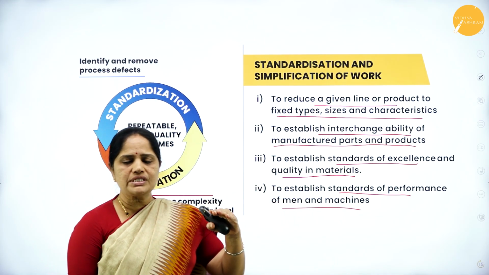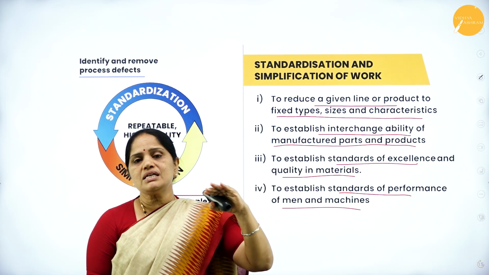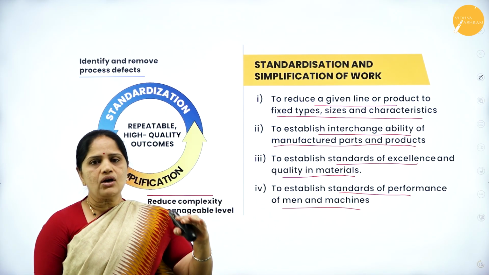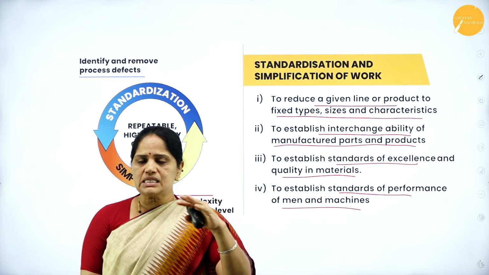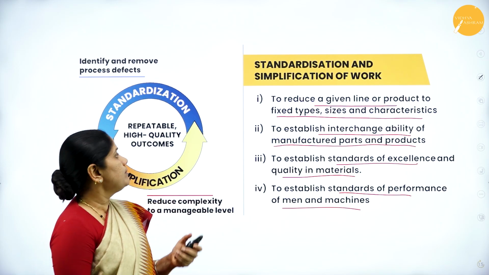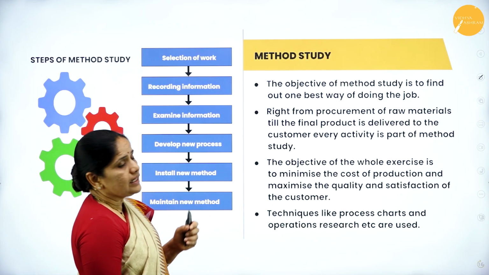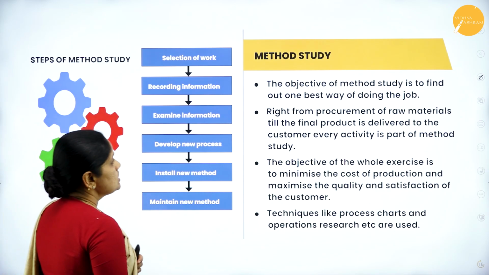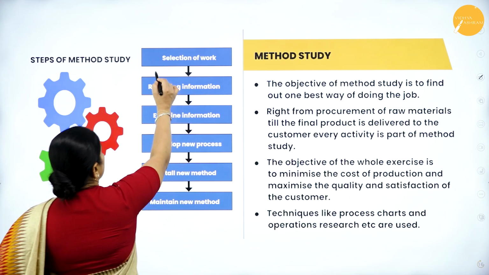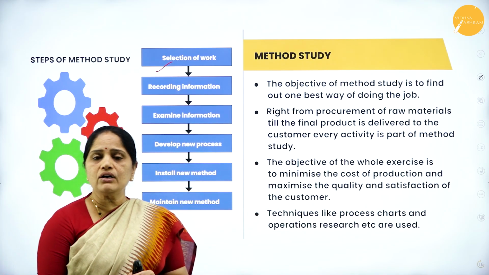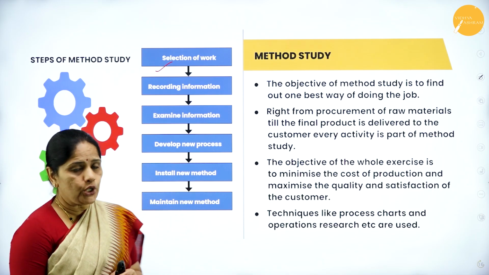So we have to set standards for the men. What is the standard unit of work they have to produce, and also for the machine? What is the standard unit for each machine? Everything has to be thought about in advance. Then the next important aspect is the method study. In this method study, the first one is selection of work. What is the kind of work each person will be doing?